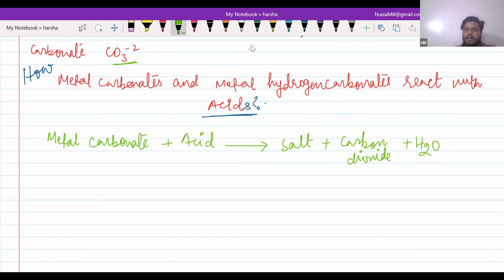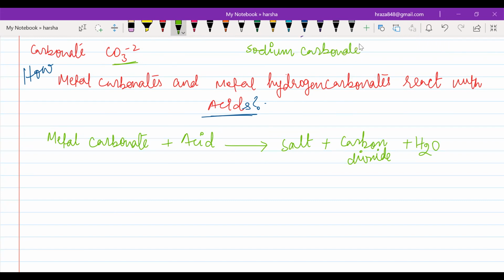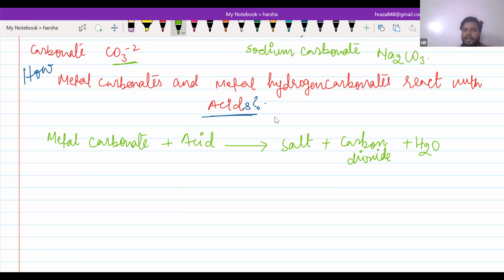Can anyone tell me the chemical formula of sodium carbonate? NaCO3. What is your answer? Na2CO3. Very good. Thank you. Na2CO3. It can be Na2CO3. And there is another general chemical equation.